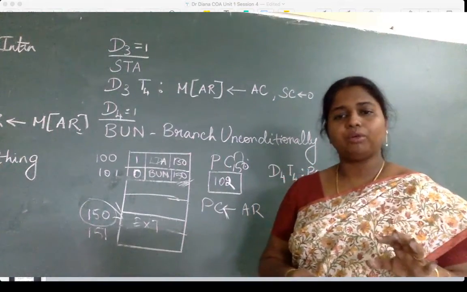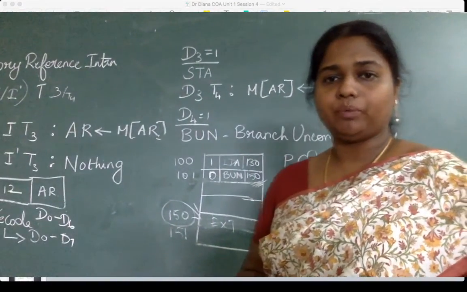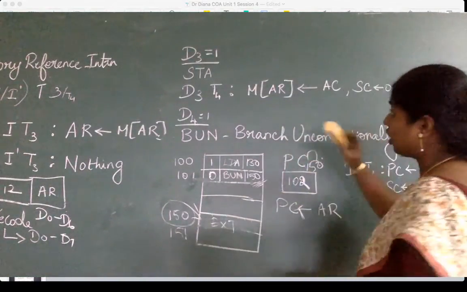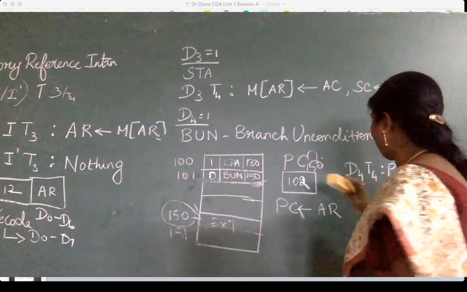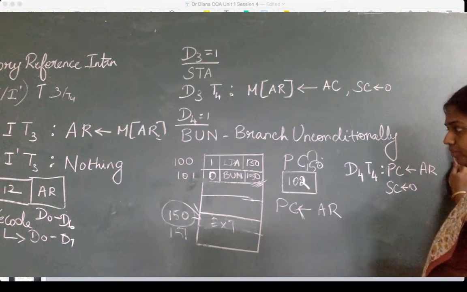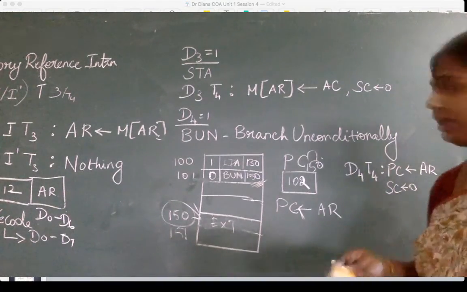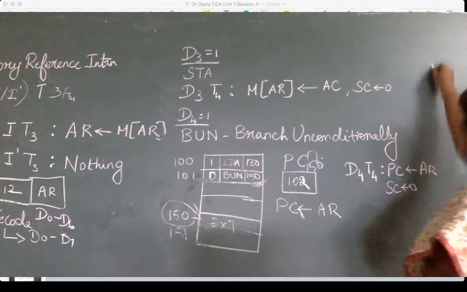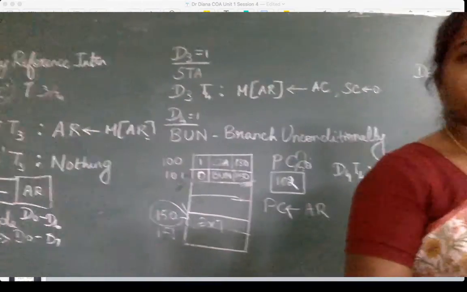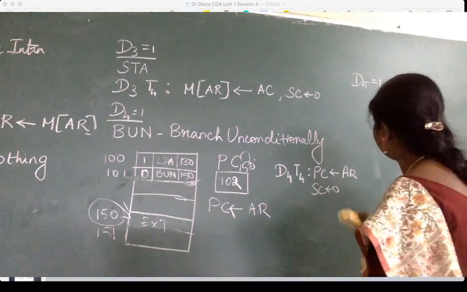So we have looked into instructions starting from D0 equal to 1, D1 equal to 1, D2 equal to 1, D3 and D4 equal to 1. When I try listing these instructions, the next instruction that I have to execute is when D5 equal to 1. So I have to see when D5 equal to 1.